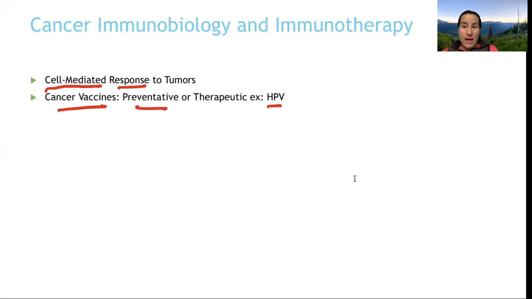Possibly some of y'all have had your HPV vaccine. I know my kids have gotten it, at least one. I know my oldest has. I don't think my middle and my youngest have, but they are getting them.